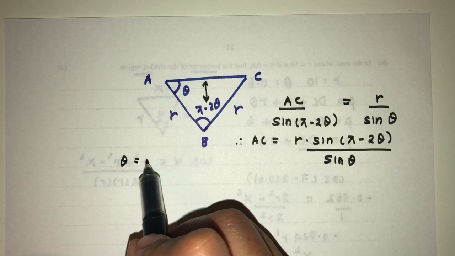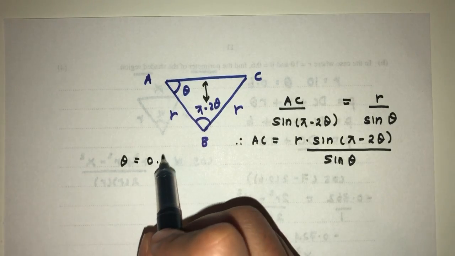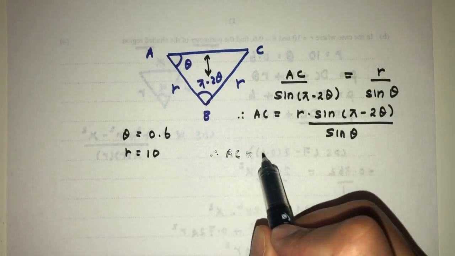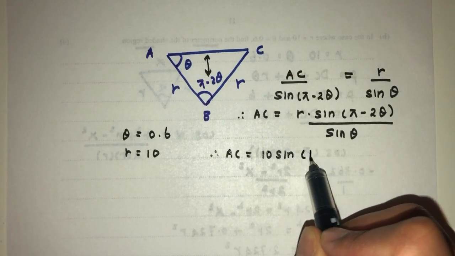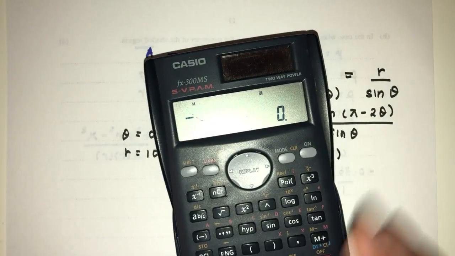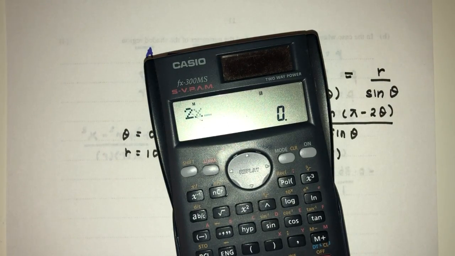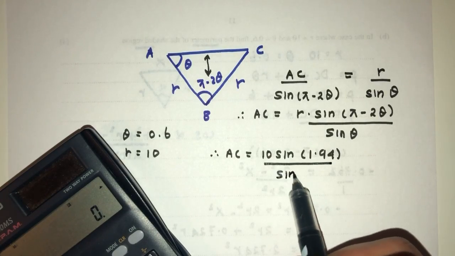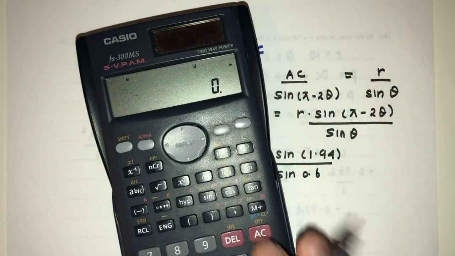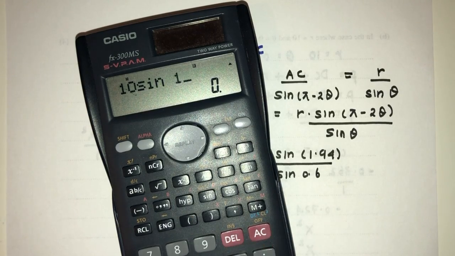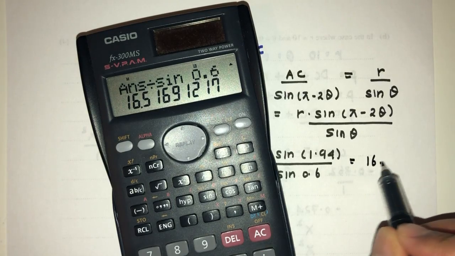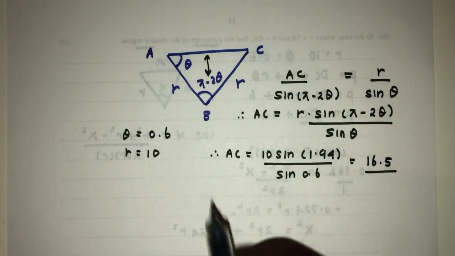Theta was given to you by 0.6, and R was 10. So let's replace and see what happens. AC will be 10 sine of 1.94. So let's check: 2 times 0.6, pi minus answer, that will be 1.94, correct, and then divide by sine of 0.6. So let's do that: 10 times sine of 1.94 divided by sine of 0.6. That should give you 16.5 as your answer for AC.